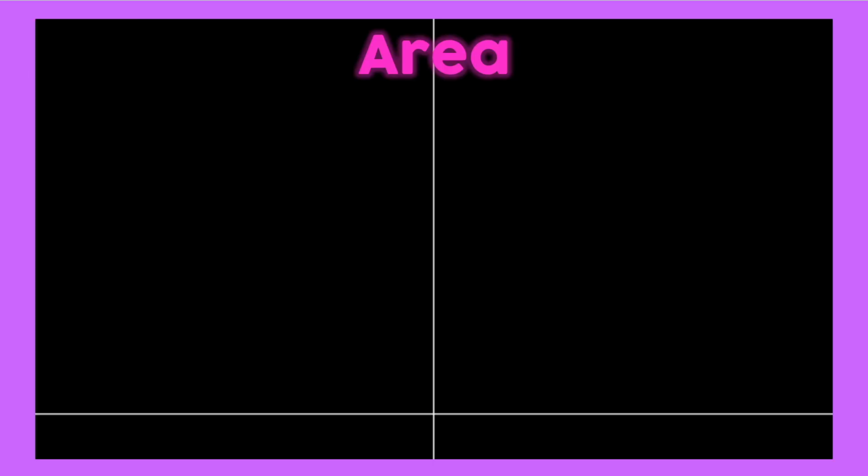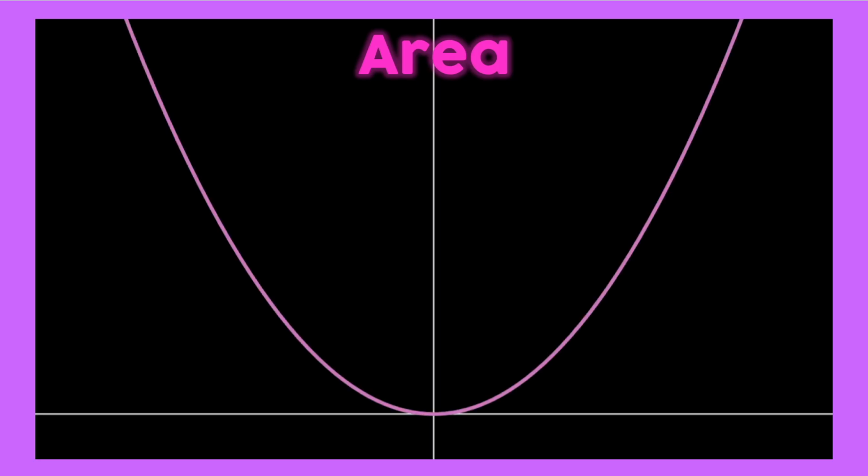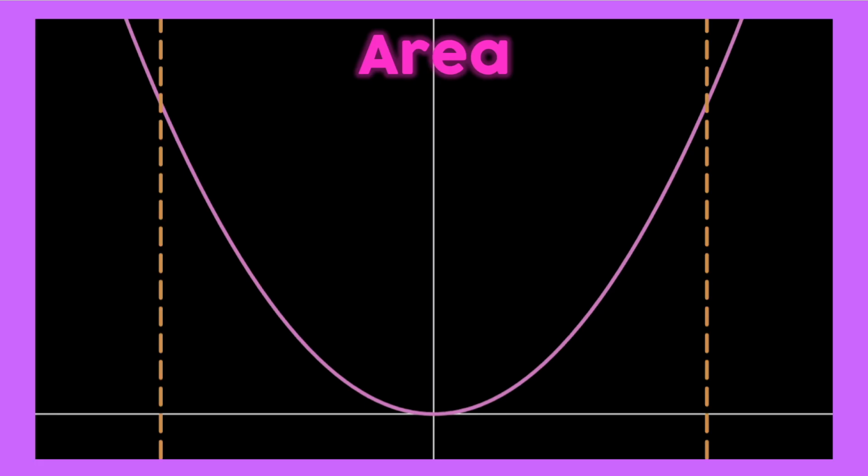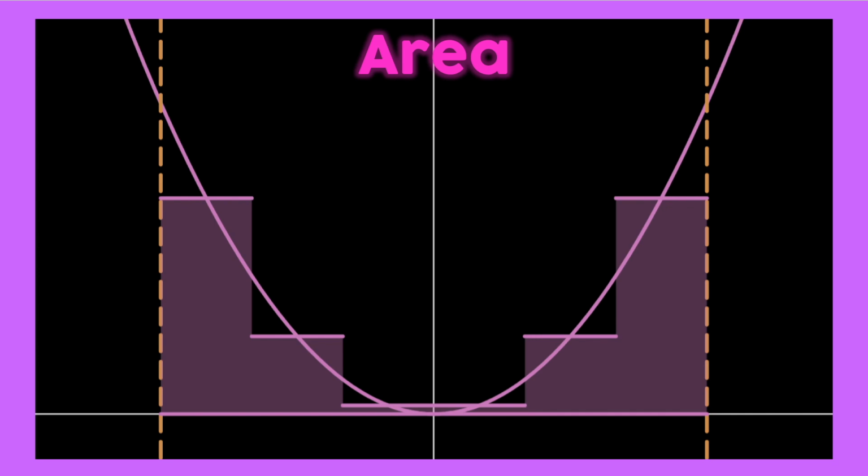Now for the second big idea, the area problem. Let's say we want to find the exact area under a curve, like y equals x squared, between 2 points marked by the orange dotted lines. Since the curve isn't a simple shape like a rectangle or triangle, we can't just plug into a basic formula, but we can approximate it by breaking the area into several thin rectangles.